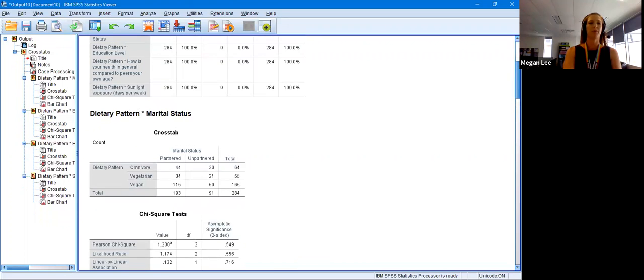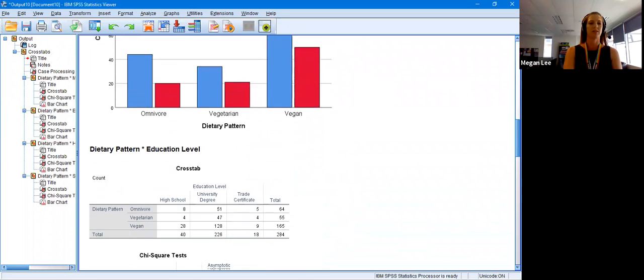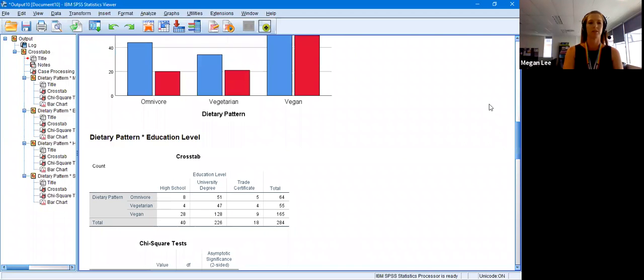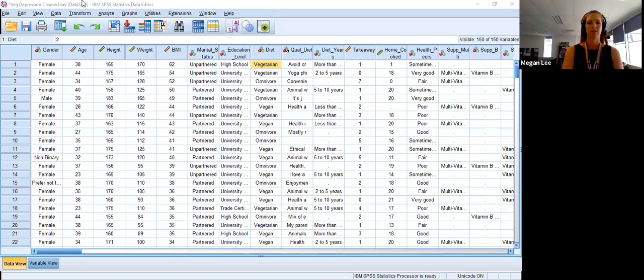Did we look at gender? Why didn't I put gender in? Go back. Where did gender go? Why did that disappear? Oh, this one, please. Yeah, because gender is a really important one, isn't it?